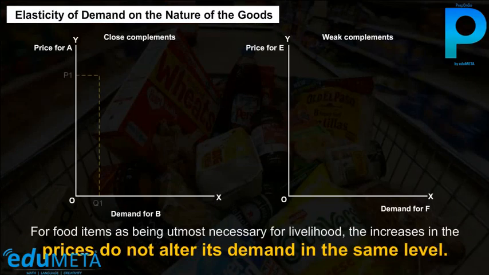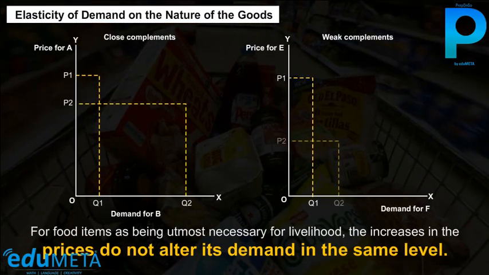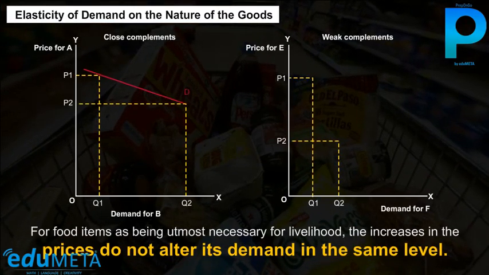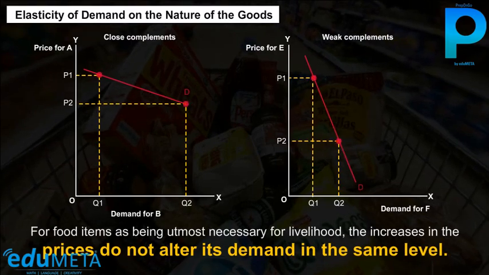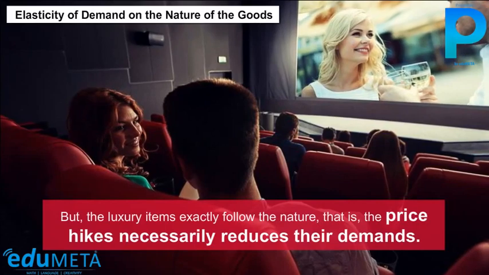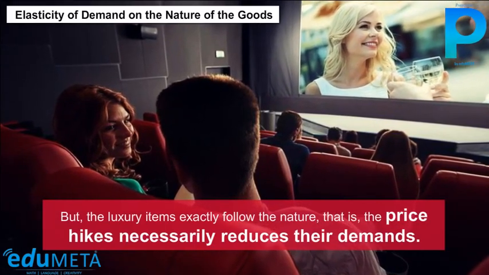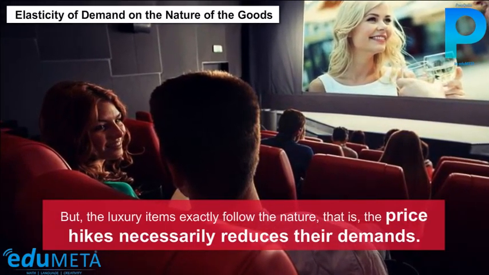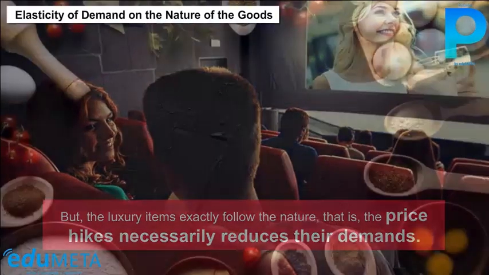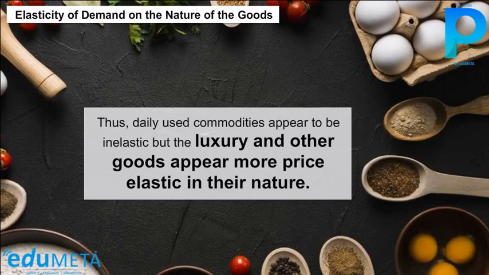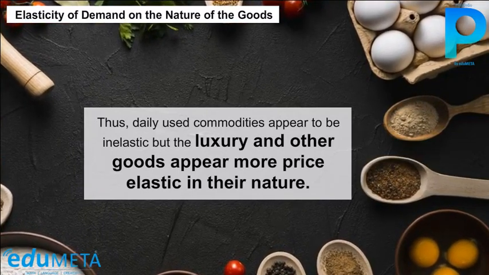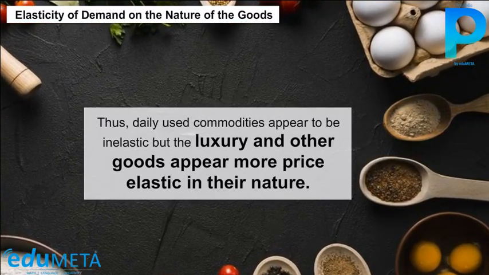For food items, being utmost necessary for livelihood, increases in the prices do not alter their demand to the same level. But luxury items follow exactly the opposite nature. That is, price hikes necessarily reduce their demands. Thus, daily used commodities appear to be inelastic, but luxury and other goods appear more price elastic in their nature.